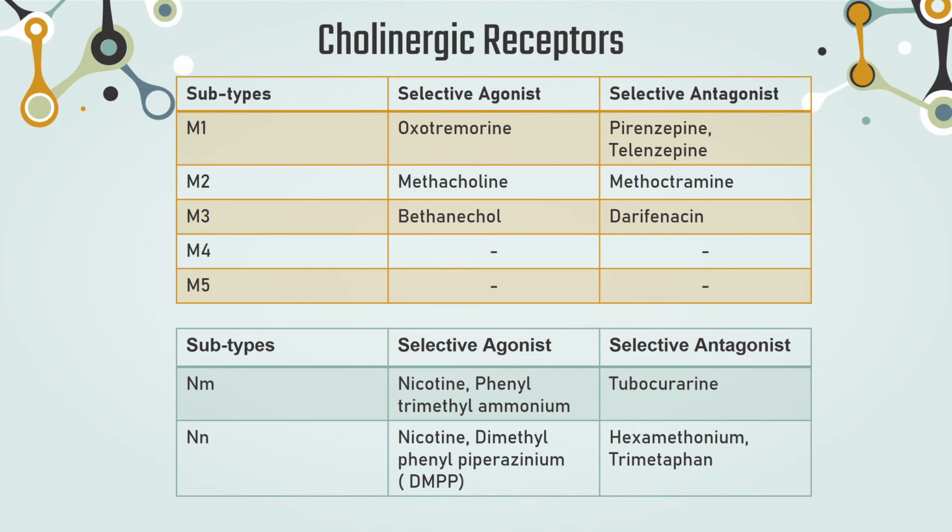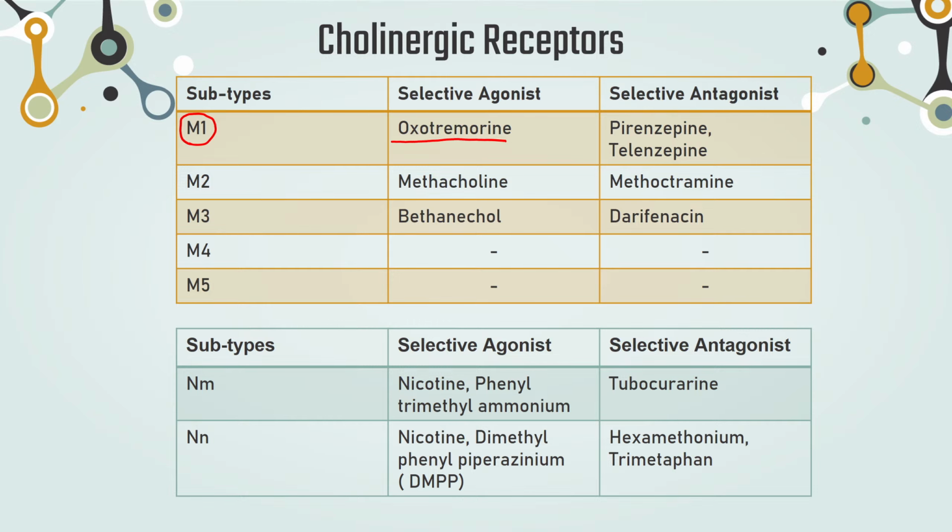Now, here I have made a table of some of the selective agonists and antagonists of all of the subtypes. I don't have any trick for this, you'll have to learn it by heart, because if there is a mnemonic for everything you'll get confused. This you'll have to remember by heart. Like M1 subtype, a selective agonist is oxotremorine.